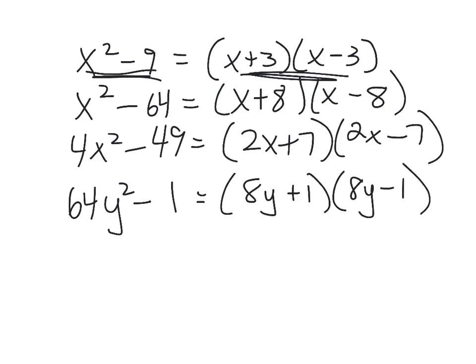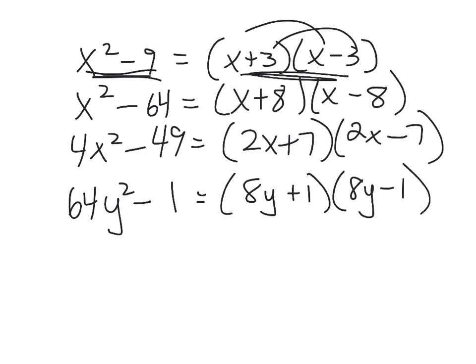And basically what we figured out was what times itself, because it's x times x, will give us x squared, and what times itself will give us 9. Okay, so 3 times 3, and of course it's negative 9, so the signs must be different. And we put them in there. And so we can kind of go through that pattern. We can do the same thing with x squared minus 64. We get x and 8 and 8, because 8 times 8 is 64.